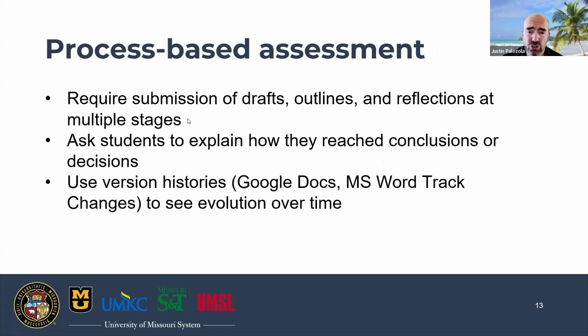So we want to require submission of drafts, outlines, reflections at multiple stages. So this is your traditional writing assignment, right? We've not really changed the assignment so much as just required a lot more info at different stages to check in and really see how things progress. And then you're just using your superhuman teaching ability to see, is there a change in how things are done, right? Is it written one way in one aspect, and then they're using completely different words and forms and a way of writing in another? Ask students to explain how they reached conclusions or decisions, right? So that they have to give explanation there.